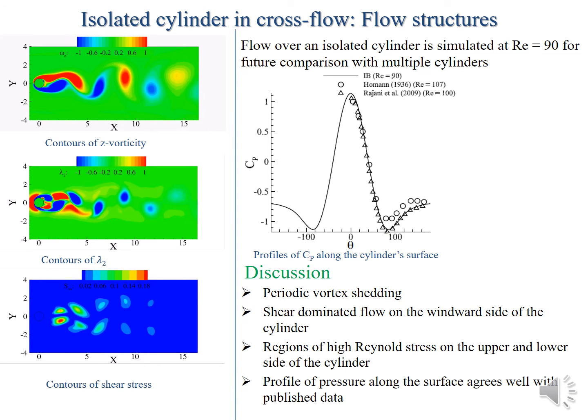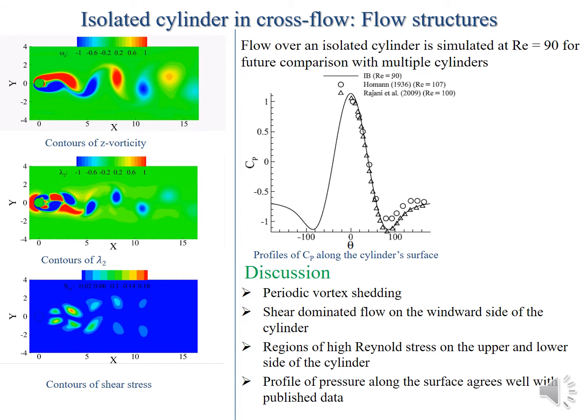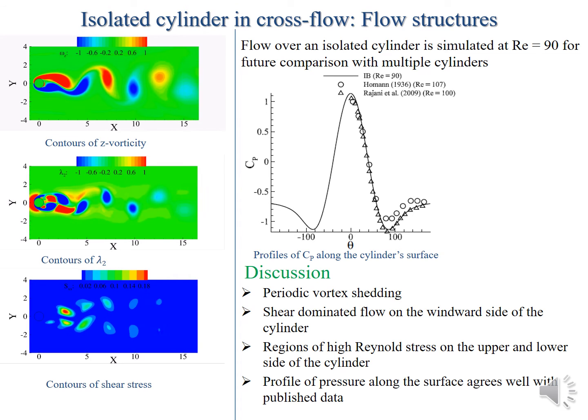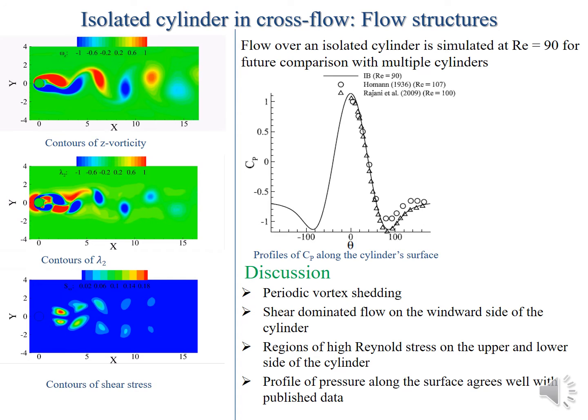So in this case, we analyze the flow of an isolated cylinder, and the reason is that we want to compare the flow structures we obtain from this case with the structures that we obtain from multiple cylinders. So for the first movie we have a periodic vortex shedding, and for the second movie, the lambda 2 criterion. Lambda 2 demarcates the sections of the flow that are occupied by swirling flow versus the ones that are occupied by shearing flow, and the blue region in this figure is occupied by the swirling flow, while the red region is occupied by the shearing flow.